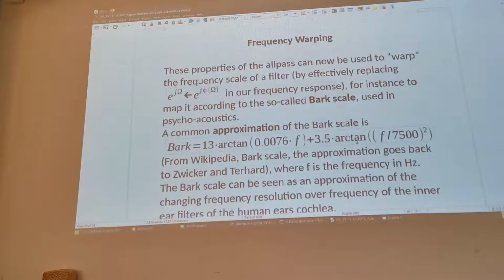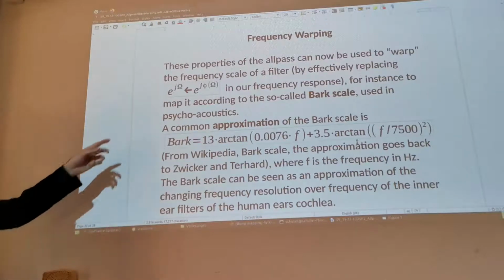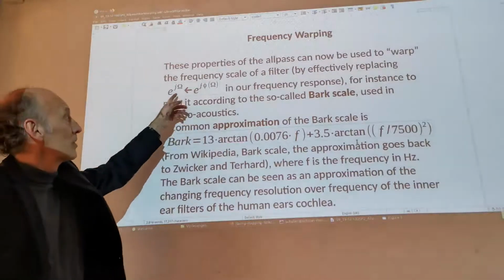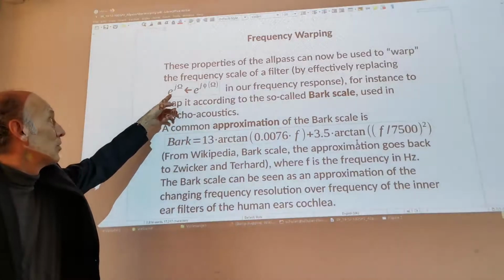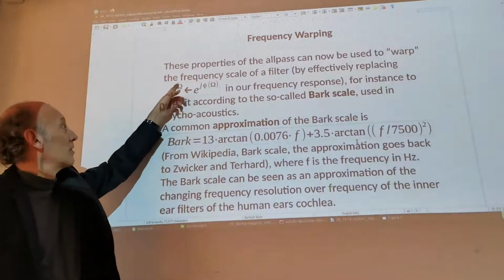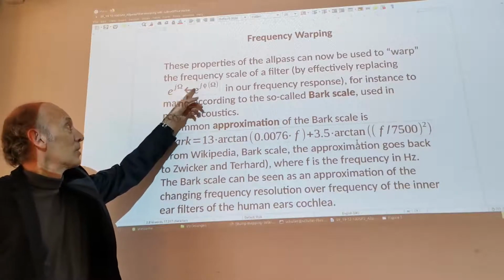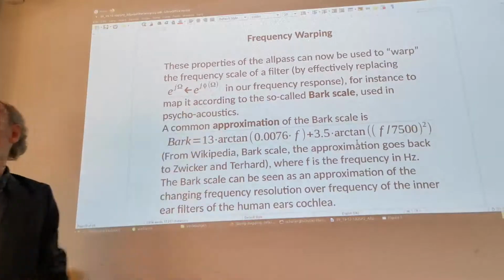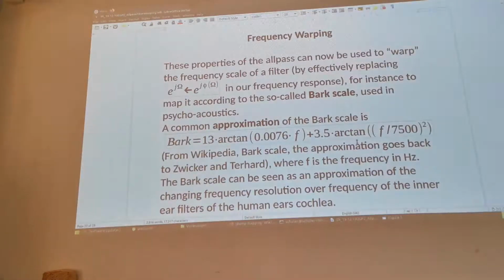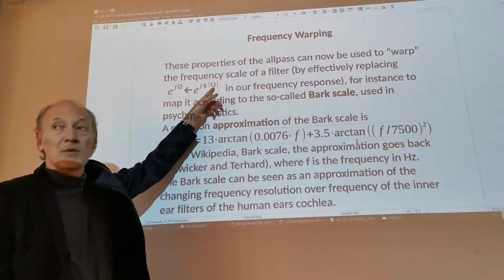So now we come to the actual frequency warping of filters. These properties of the all-pass can now be used to warp the frequency scale of a filter effectively by replacing e to the j omega by e to the j phi of omega. Here's the omega on the linear scale, basically 1 times omega, and here we replace it by phi of omega. This is basically then the phase of our all-pass filter. Here you can see this is our normalized frequency, and here we interpret the phase as a normalized frequency.